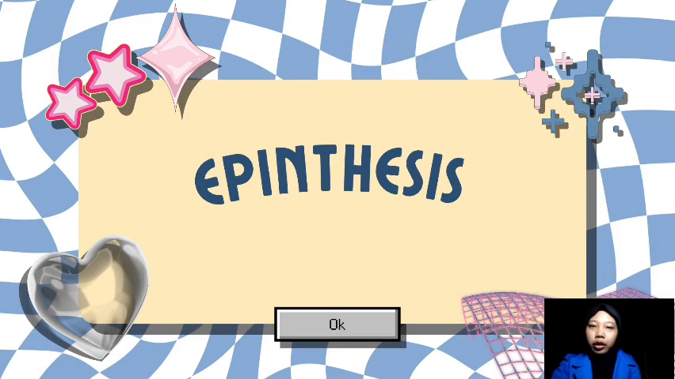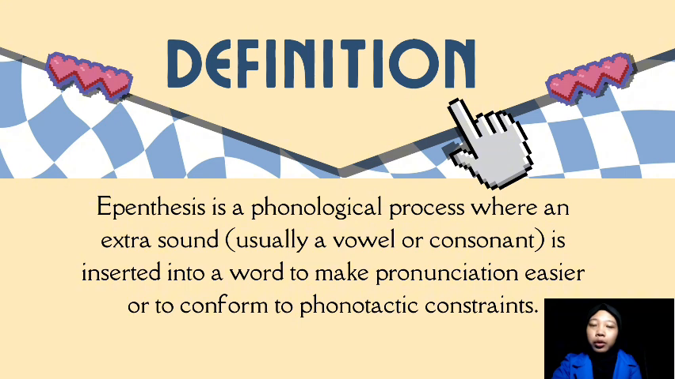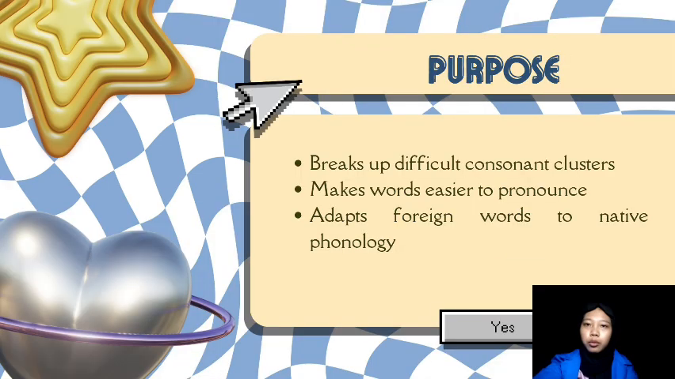Next, I will explain epenthesis. Epenthesis is a phonological process where an extra sound, usually a vowel or consonant, is inserted into a word. The purpose is to make pronunciation easier or to fit the phonological rules of a language. It breaks up difficult consonant clusters, makes words easier to pronounce, and adapts foreign words to native phonology.